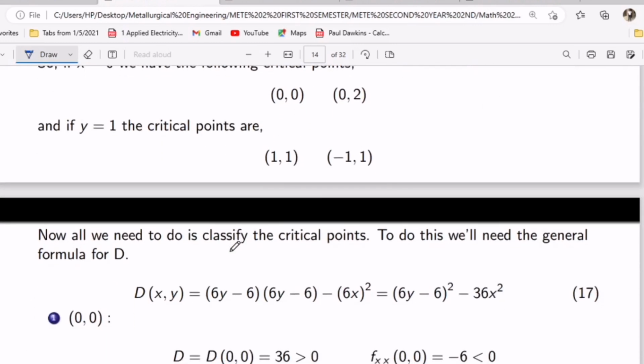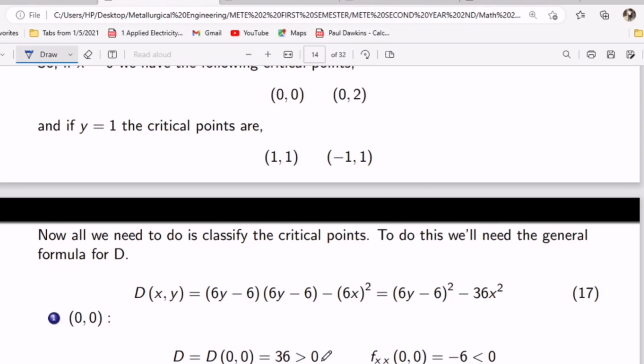So with the classification, you already know that you put the values inside. So after doing this one, you had this, right? So you get (6y minus 6) all squared minus 36x squared. So in this case, when you put (0, 0) inside, you're going to get what? D being what? Greater than 0.